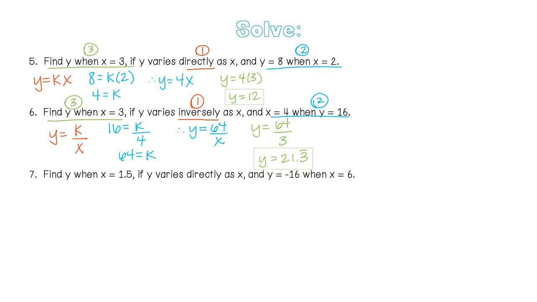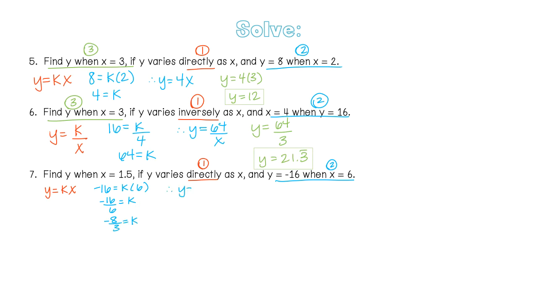Find y when x is 1.5 if y varies directly as x and y is -16 when x is 6. Keyword is directly. So that means to multiply k times x. Next, I find the piece with the most information and I plug them into my equation. I want to get k alone by dividing by 6. I can reduce that to get -8/3 as my k.